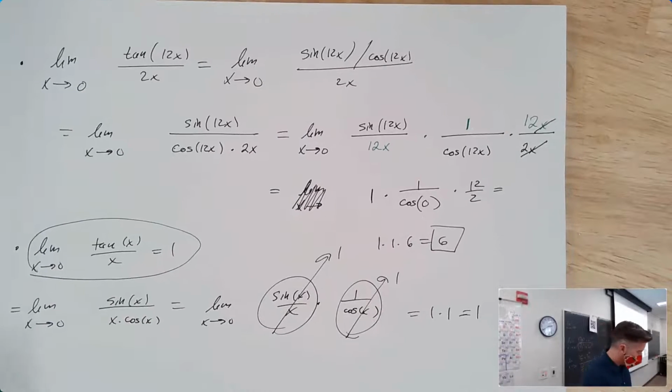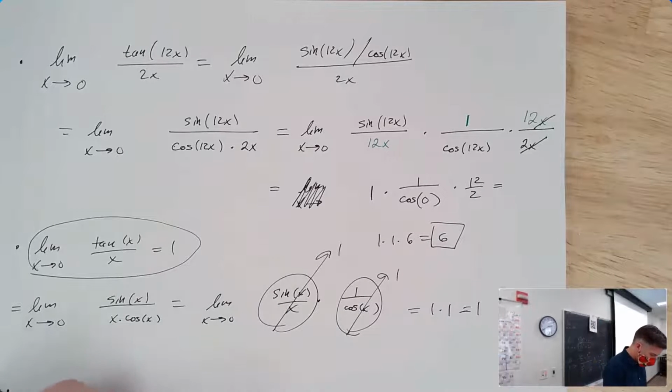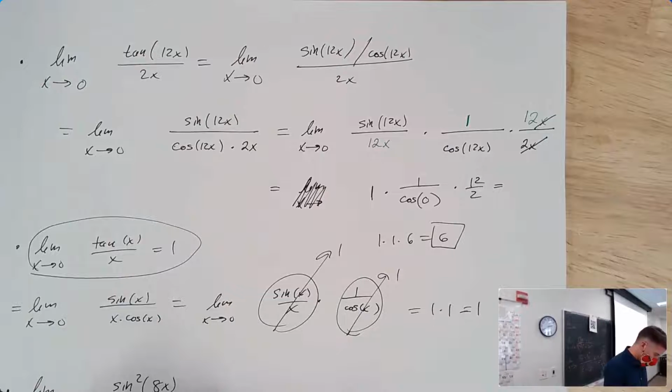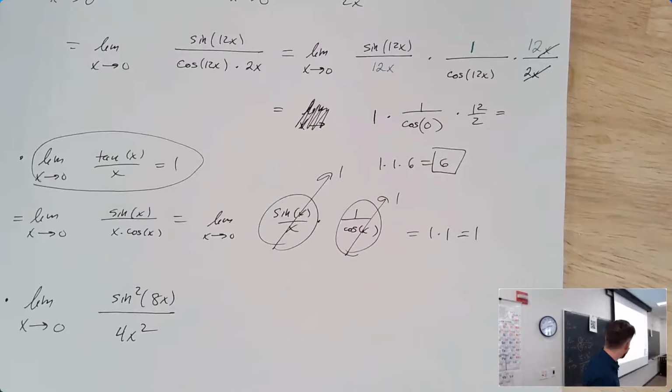All right, let's look at one more, and then we'll move on to some other things. Limit as x goes to 0 of, sure, sine squared of 8x over, sure, 4x squared. So a word of warning here. So far, basically every other limit we've seen like this, you've gotten the fraction of the coefficients, right? The previous one we just did, 12 over 2, ended up giving us 6, right? It's not going to be the case here when you have multiple instances of sine.